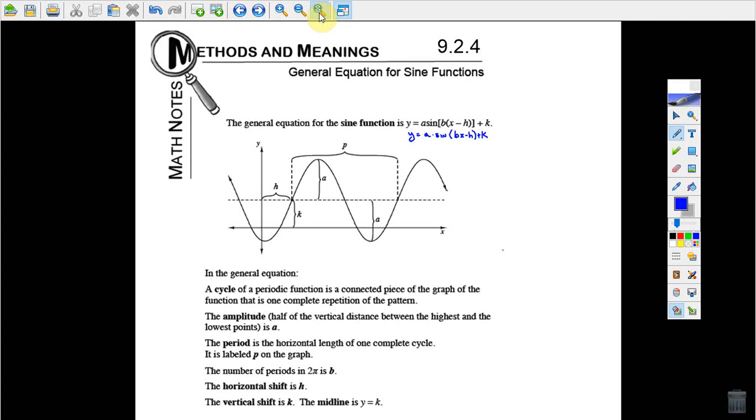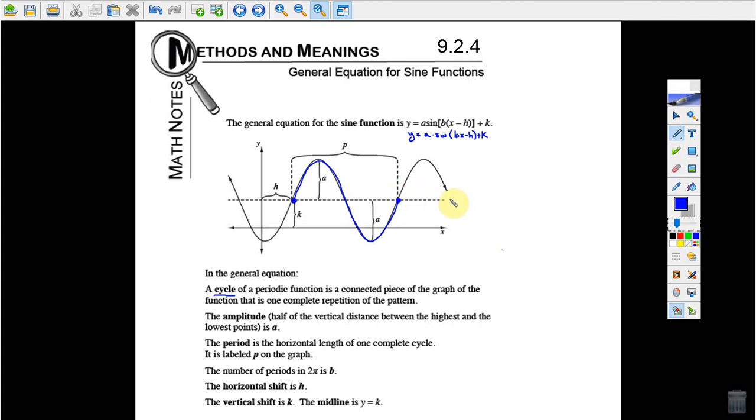So we have our sine graph given to us. This thing has been shifted and moved around. And just some definitions here. A cycle of a periodic function is a connected piece of the graph of the function that is one complete repetition of the pattern. So we're going to go from a starting point to an ending point where those things repeat again. So if we look at this, this would be one cycle, one period, one wavelength of the sine graph, okay? You'll notice that after this point, it starts to repeat the same pattern that we saw before to plus or minus infinity.